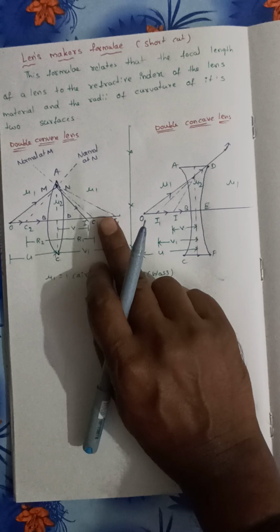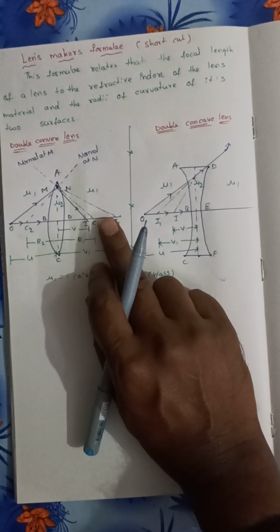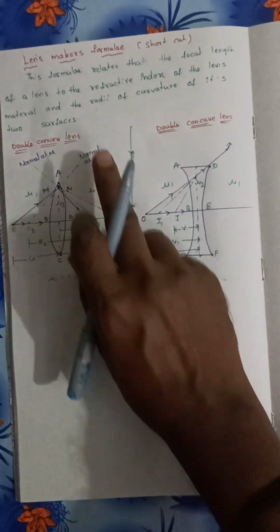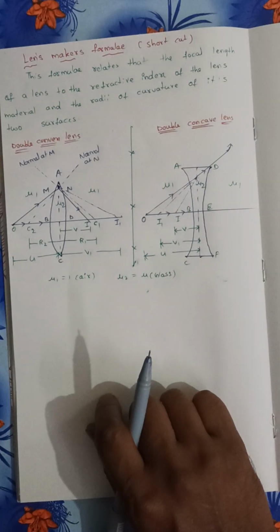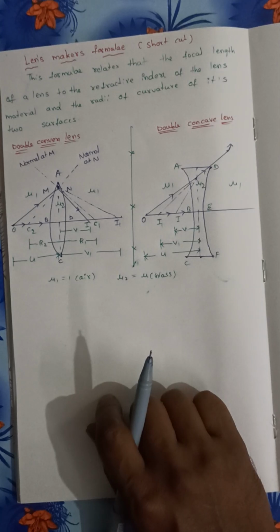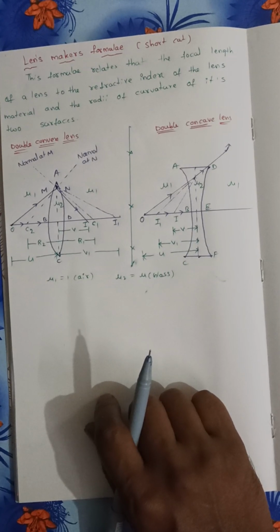The mathematical connection between the focal length, the radius of curvature and the refractive index is known as the lens maker formula. Or, this formula relates the focal length of a lens to the refractive index of the lens material and the radii of curvature of its two surfaces. In two ways we can define it.